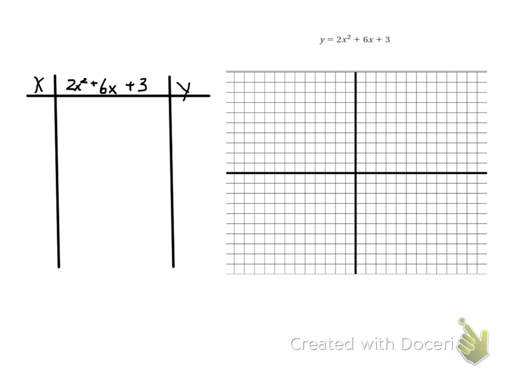Okay, now we're going to graph 2x squared plus 6x plus 3. Again, this has a b value, so we know we're going to have to find the axis of symmetry, or the x value for the vertex. So x equals negative 6, because negative b over 2a, or over 2 times 2, gives me negative 6 over 4, or negative 3 halves, which is negative 1.5. So that is my x value, negative 1.5.